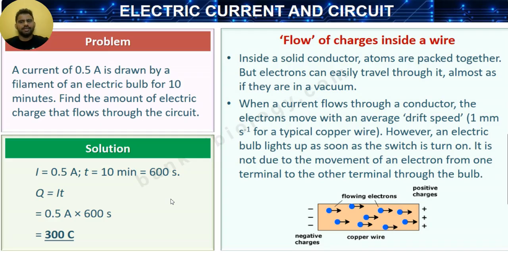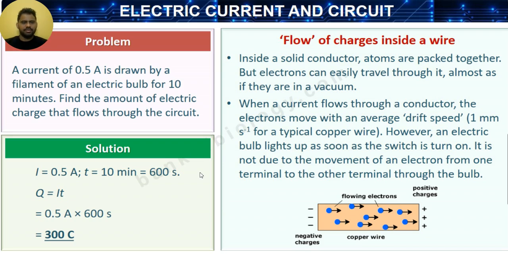Flow of charges inside a wire. Inside a solid conductor, atoms are packed together, but electrons can easily travel through it, almost as if they are in vacuum. When a current flows through a conductor, the electrons move with an average drift speed. However, an electric bulb lights up as soon as the switch is turned on. It is not due to the movement of an electron from one terminal to the other through the bulb. There is nothing complicated in this. There is a copper wire. It has some negative charge, it has some positive charge, and the electrons are flowing through it.